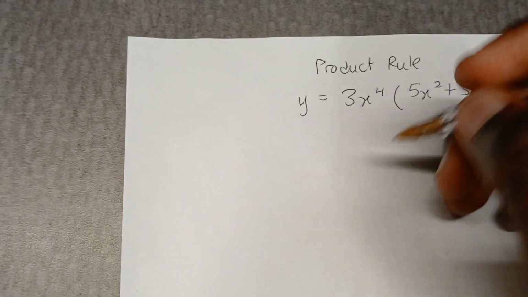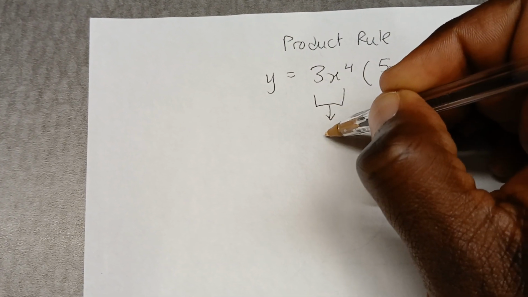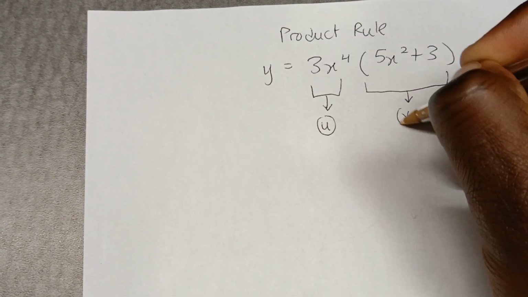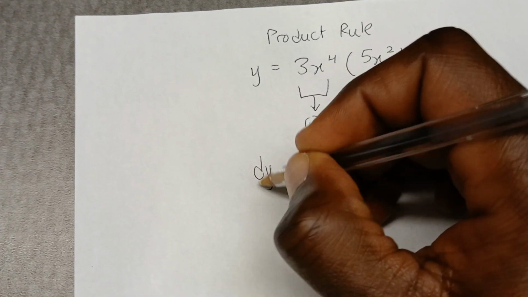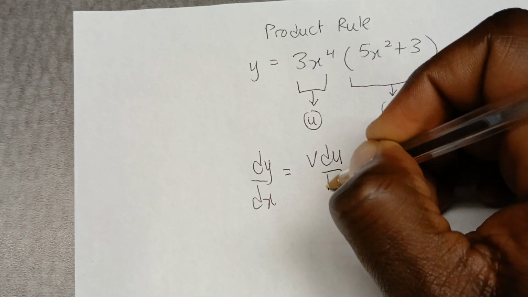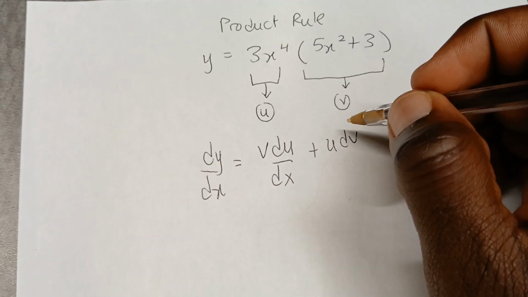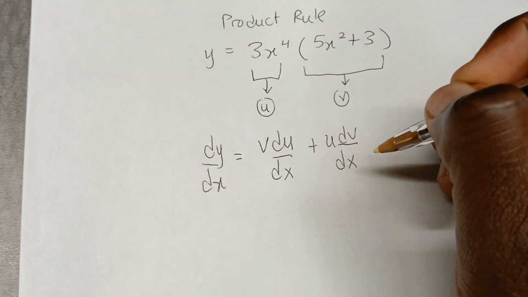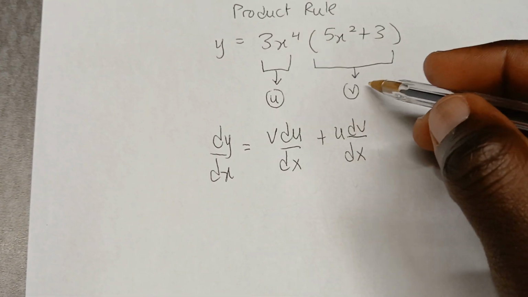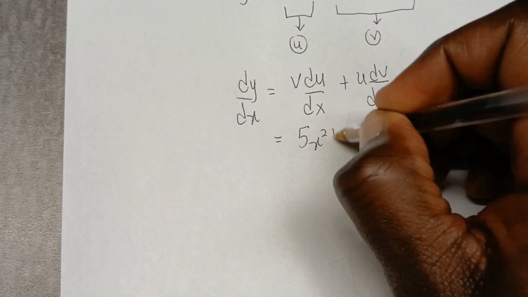So the product rule states that if I label this function as u, and if I label this function as v, dy/dx is equal to v du/dx plus u dv/dx. So this is the product rule. So what is my v? My v is 5x^2 + 3.